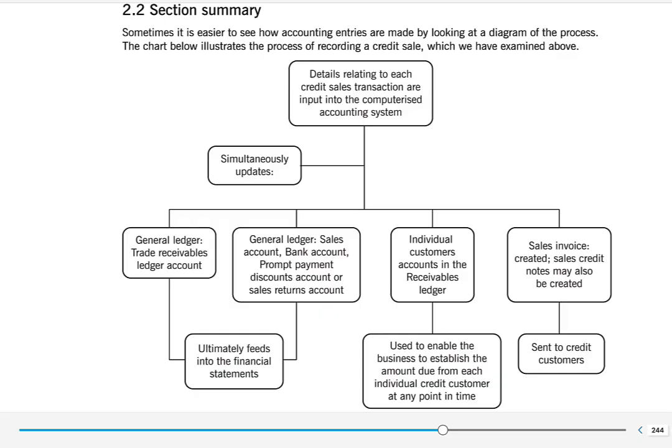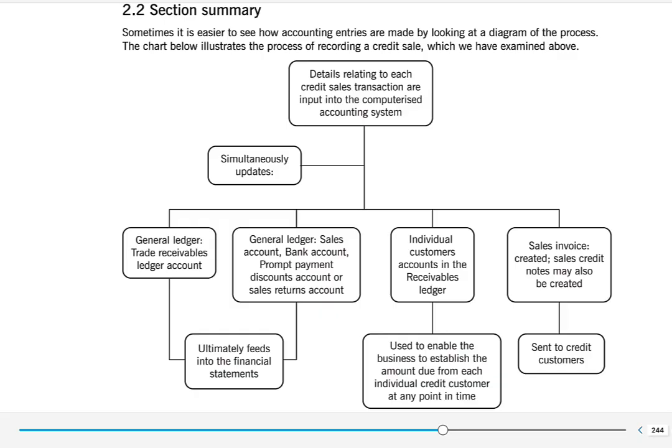Then the diagram says the invoice is sent to credit customers. That is the practical purpose. Customers need the invoice so they know what to pay and by when. The invoice is not only accounting, it is communication. It tells the customer what they owe.